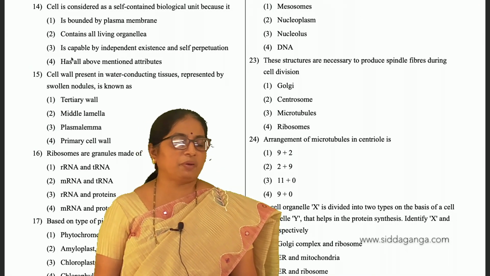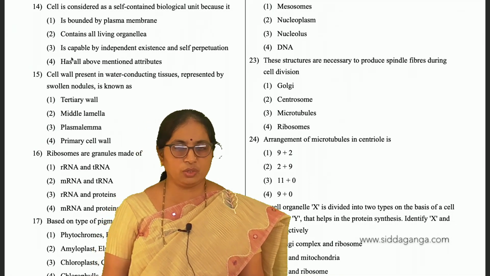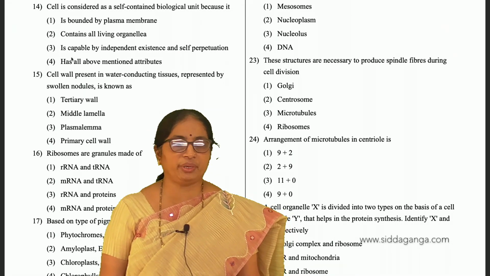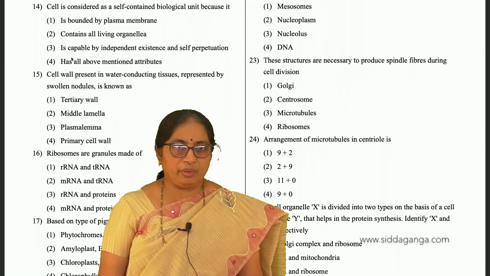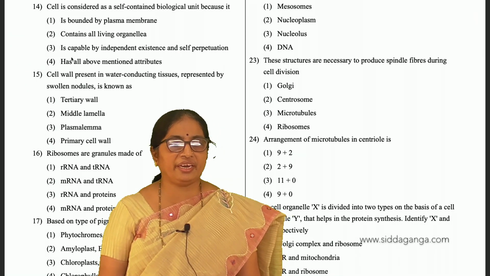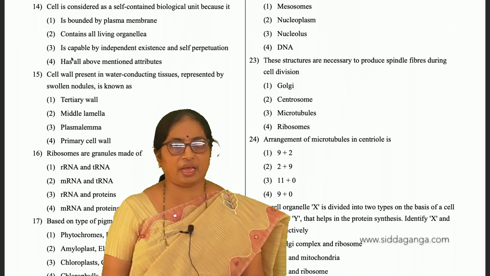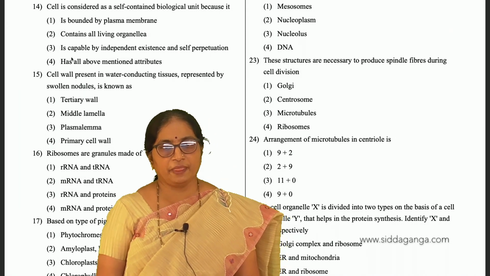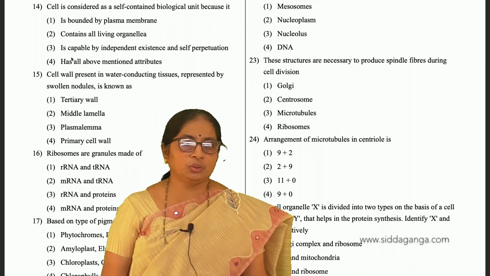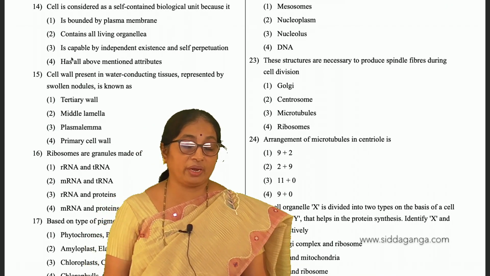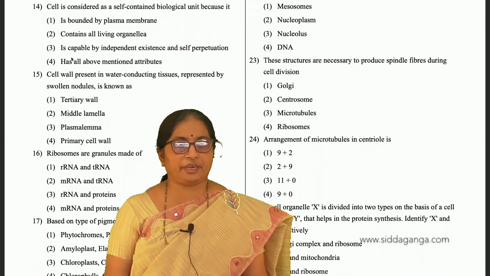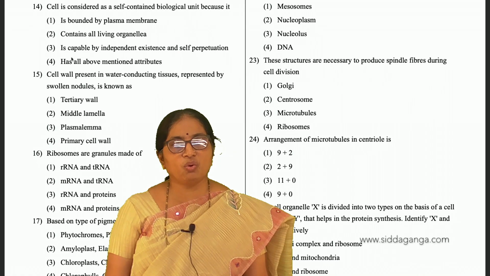Is it because it is bound by a plasma membrane? Let us look for a better answer. The second option tells because it contains all living organelles. Maybe. Let us look into the third option, is capable of independent existence and self-perpetuation. This holds most better, so you can pick the third as the right answer. Has all above mentioned attributes. So this is most appropriate.